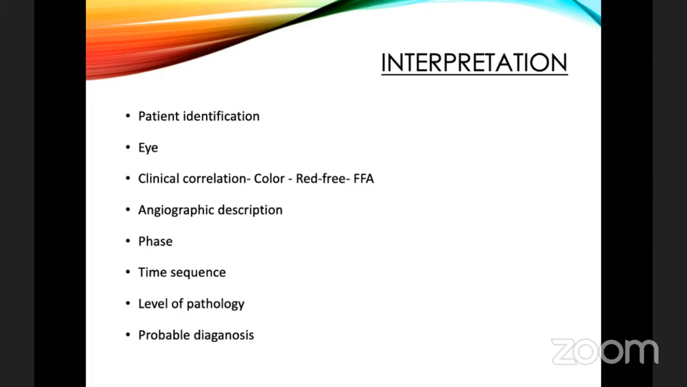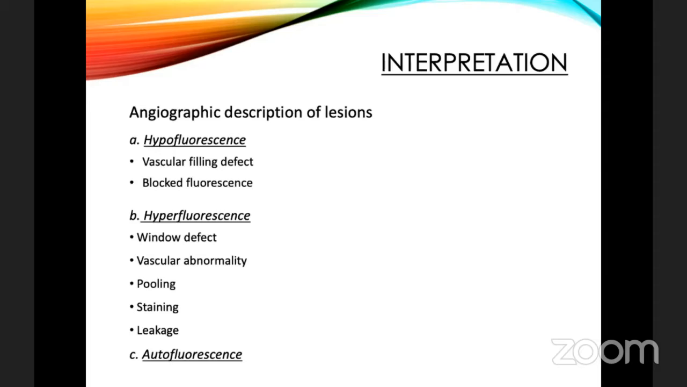And we should be aware of the level of pathology, whether it is retinal, subretinal, intraretinal, preretinal, or choroidal, and we should have a differential diagnosis in our mind. The angiographic descriptions of the lesion are usually classified as hypofluorescence or hyperfluorescence. The hypo can be due to vascular filling defect or blocked fluorescence. Hyper can be due to window defect, vascular abnormality, pooling, staining, and leakage.